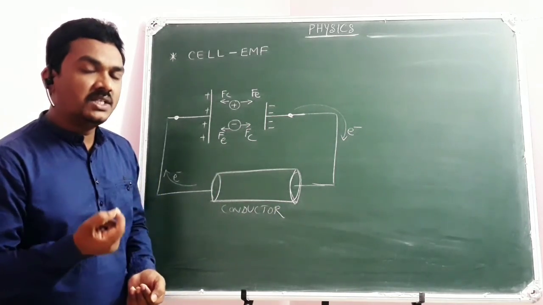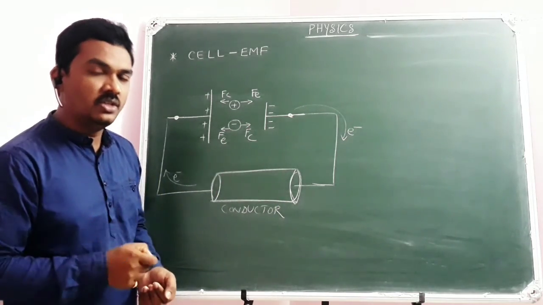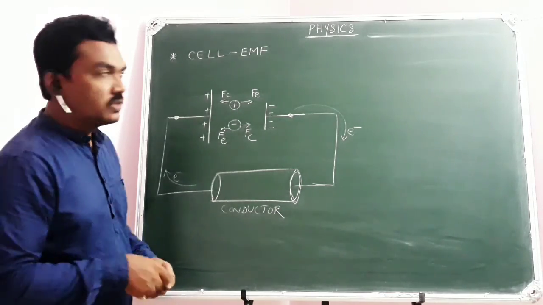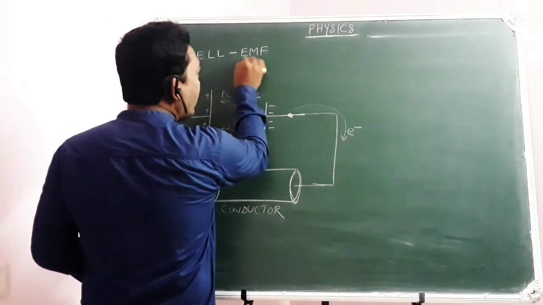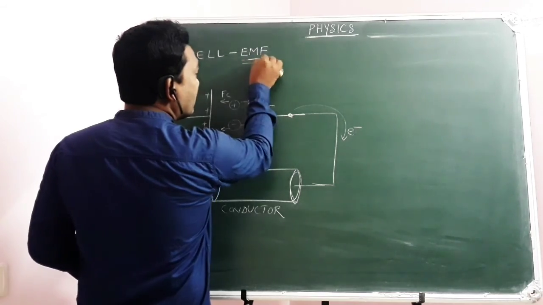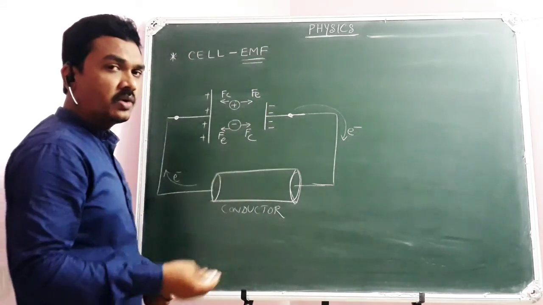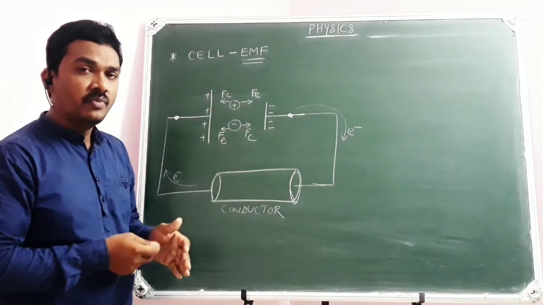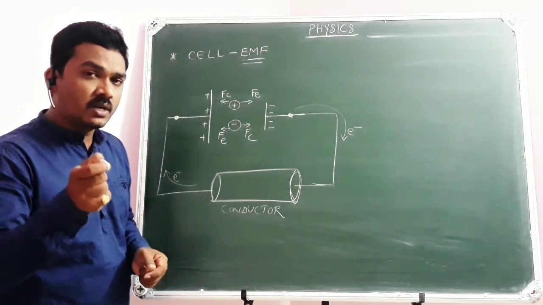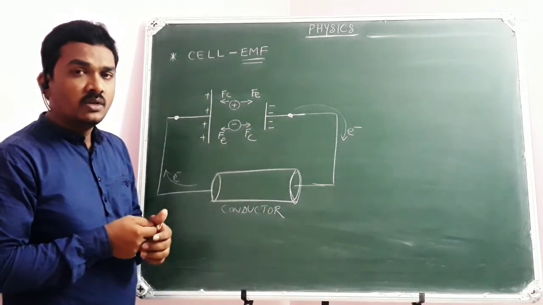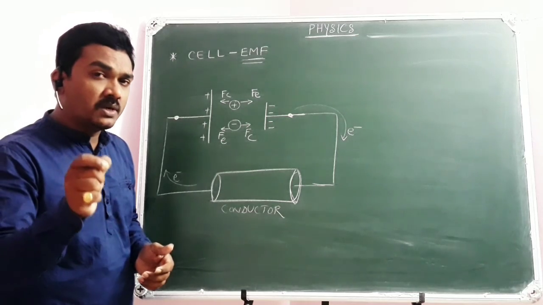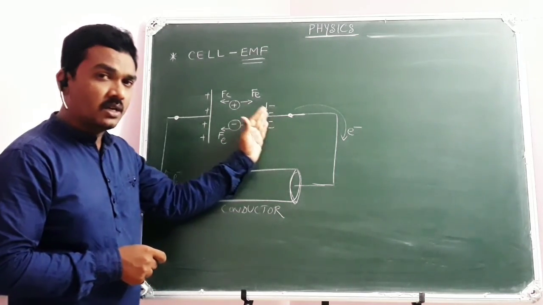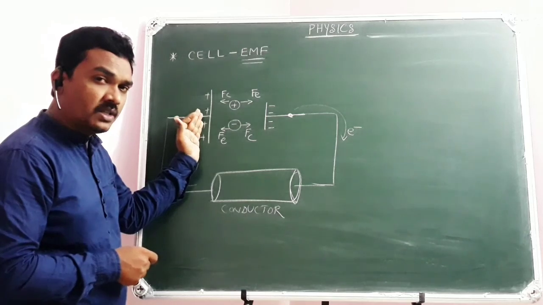But anyway, our conventional charge is positive charge. So we talk about a unit positive charge. So here EMF is the amount of work done. If you want, you can write the definition. Electromotive force, EMF, is the amount of work done by the cell to carry a unit positive charge from one terminal of the cell to the other terminal of the cell.